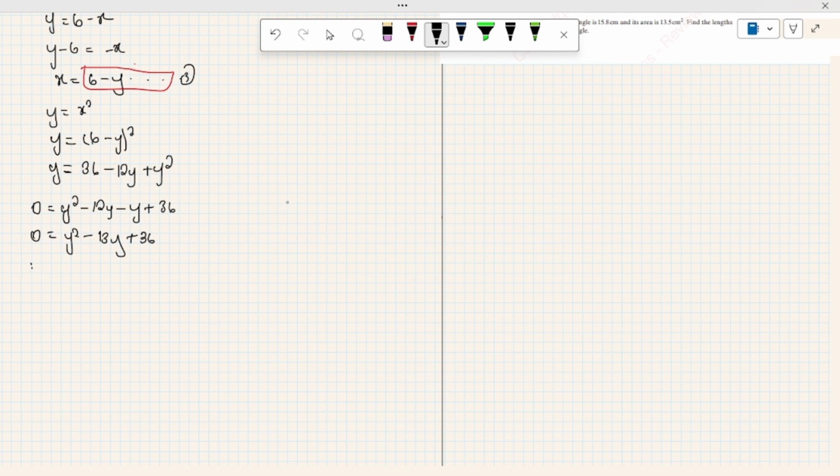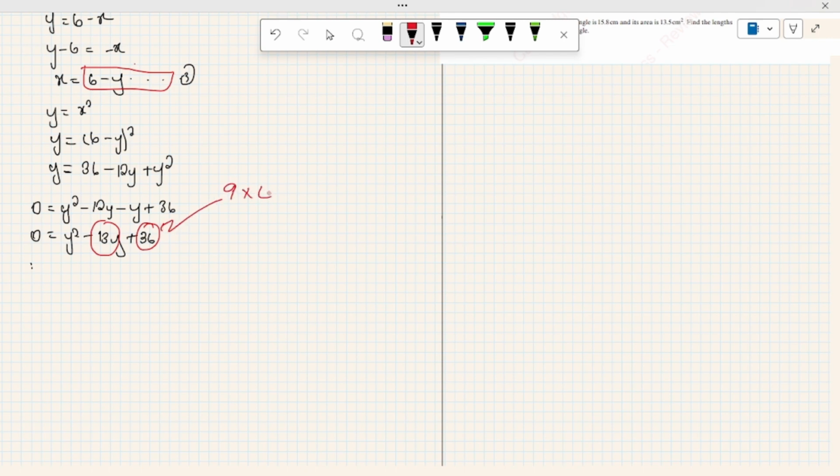So let me repeat. We're going to find the multiples of 36 that, when you add them, give you the middle value, minus 13y. That's it. And they must be multiples of 36. Which ones?